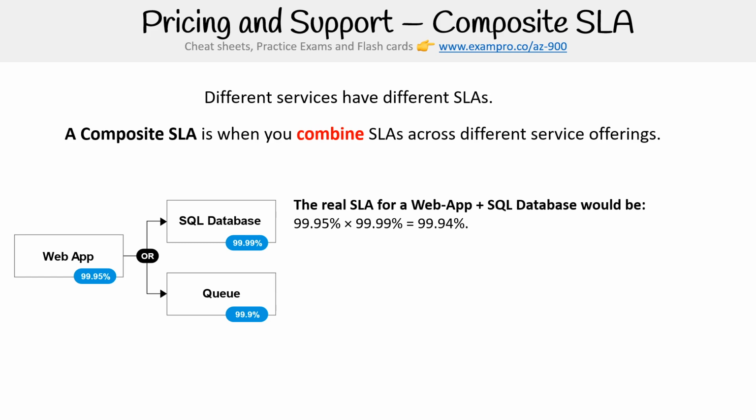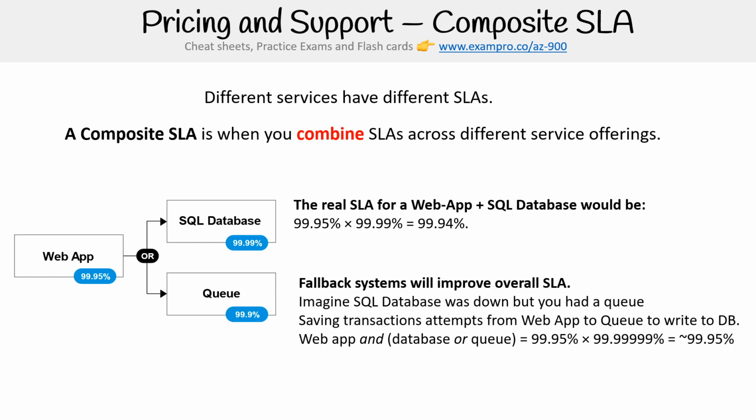So how could we improve our SLA and consider that in our design so we get the SLA that we want? And so what you can do is you can add in fallback systems that will improve the overall SLA. And if you logically think about it, it makes sense why that would work.